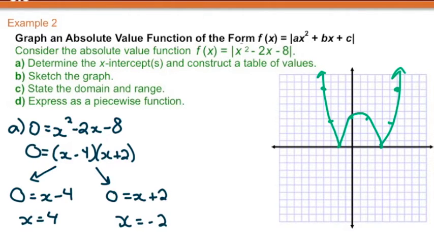Question C, the domain and range. Well, domain of any parabola is any real number. Absolute value doesn't change that. The range of the parabola, lowest place this goes is 0, so y greater than or equal to 0.